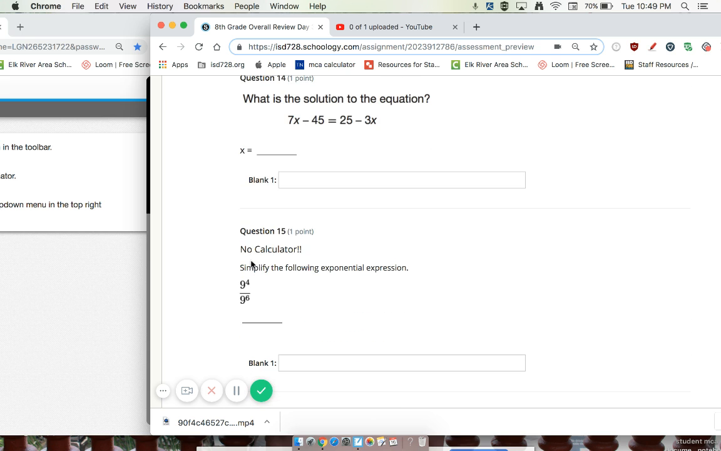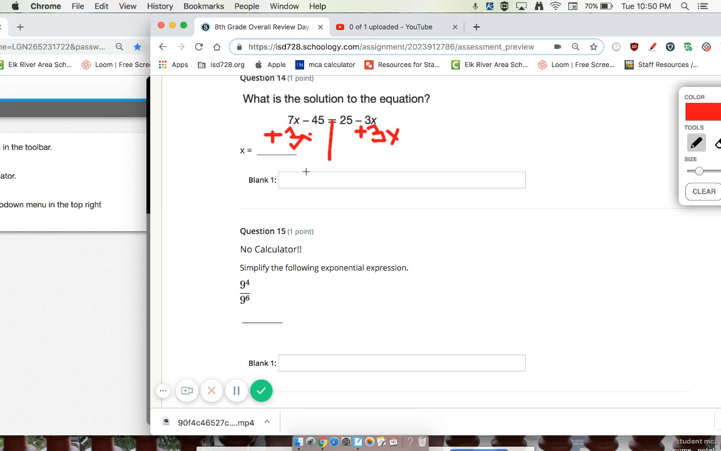Okay, number 14 is just a nice equation. I've got to solve this. I'm going to make my equality bar. 7x minus 45 needs to equal 25 minus 3x. So I'm going to go ahead and get x to one side. I'm going to move my minus 3x by adding 3x to both sides. And that's going to give me 10x once I get this done.